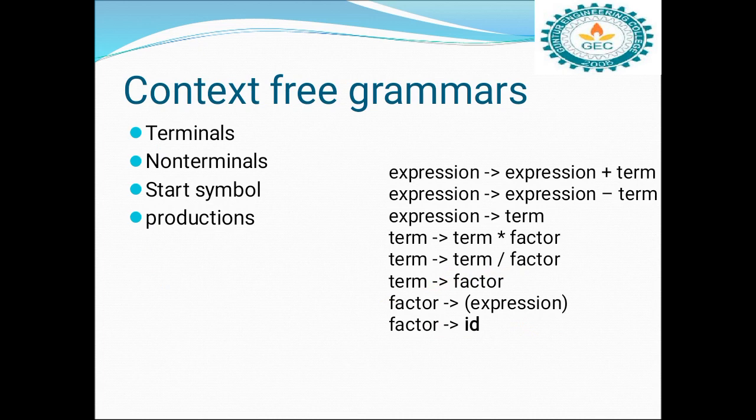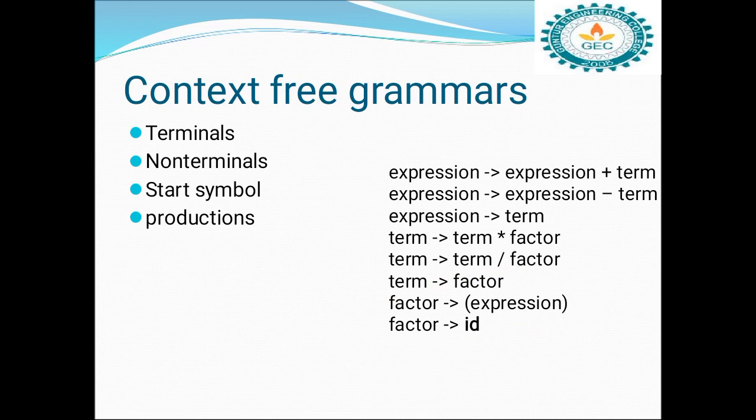So expression implies expression plus term. Expression equals expression minus term. Expression equals term. Term equals term into factor. Term equals term by factor. Term equals factor. Factor equals open braces expression closed braces, and factor equals ID. You can represent it in this grammar as production type.